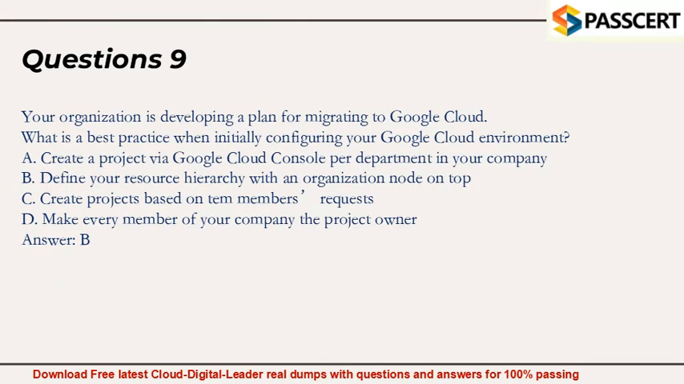Question 9. Your organization is developing a plan for migrating to Google Cloud. What is a best practice when initially configuring your Google Cloud environment? A. Create a project via Google Cloud Console per department in your company. B. Define your resource hierarchy with an organization node on top. C. Create projects based on team members' requests. D. Make every member of your company the project owner. Answer: B.